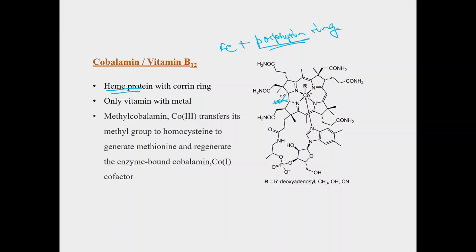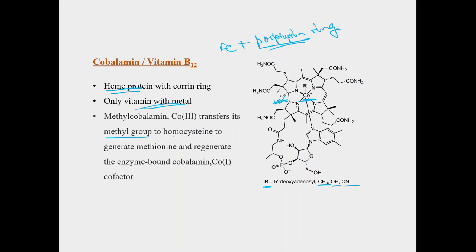So, this is the only vitamin which consists of this metal. It has cobalt in its center. We can see that it is coordinated to four nitrogens from this corrin ring, and we can have different types of cobalamins. If this R is a methyl group, then it will be methylcobalamin. This R group can also be OH or CN.